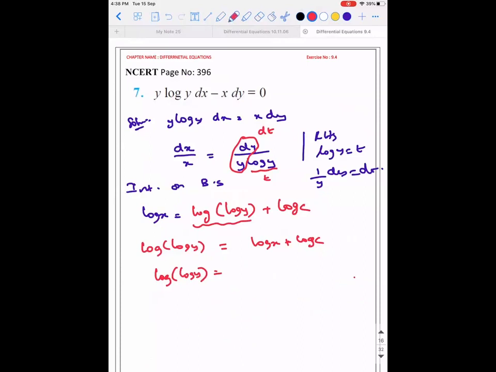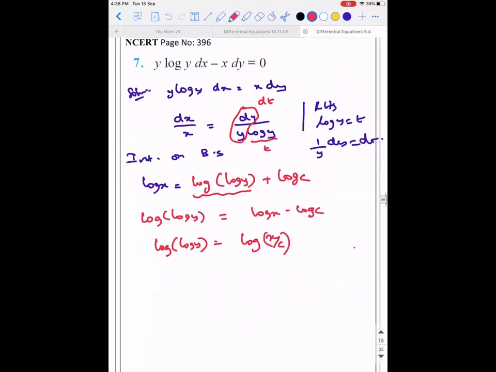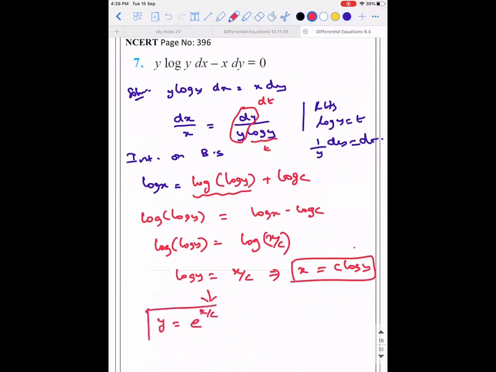So it will be log x minus log c. So it will be log of x by c. Then log y will be equal to x by c, which implies x is equal to c log y. This is one of the options. Or what we can do is y will be equal to e power x by c. This is another option.